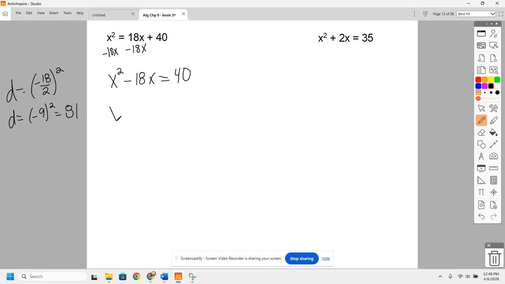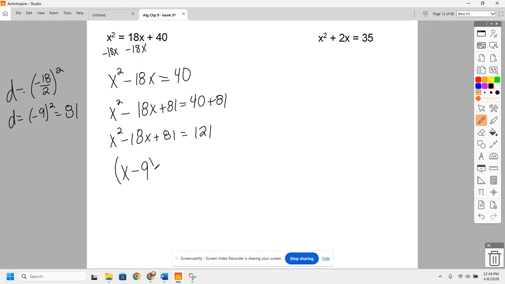I'm going to add 81 to both sides. X squared minus 18x plus 81 is equal to 40 plus 81. X squared minus 18x plus 81 is equal to 121. Perfect square trinomial x plus b divided by 2, so negative 18 divided by 2 gives me negative 9 squared equals 121. Now, you would go ahead and solve by square roots, but what if I asked you at this point in time to write it in vertex form?